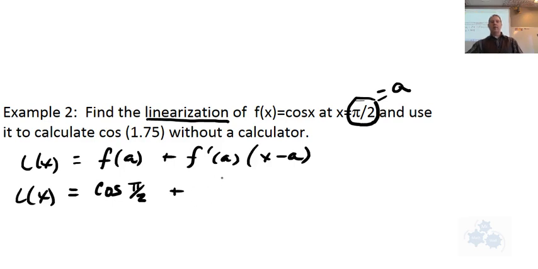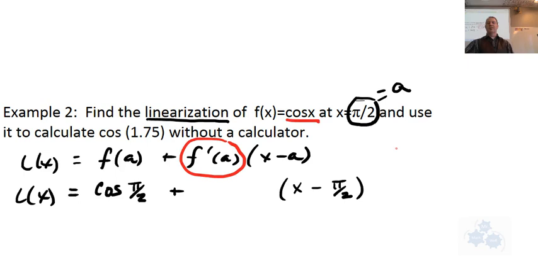Now, we're going to figure out what the derivative evaluated at a is in a second. But let's fill out this one first. So this is going to be x minus pi over 2. Okay. So, what is the derivative of cos? Sorry, I keep saying antiderivatives today. Negative sine. Very good. Now, evaluated at a would be negative sine of pi over 2. Does that make sense? So this is going to be negative sine pi over 2.